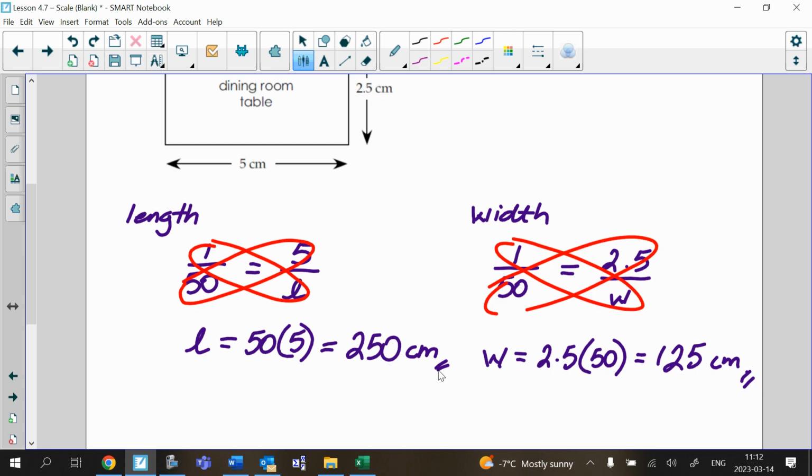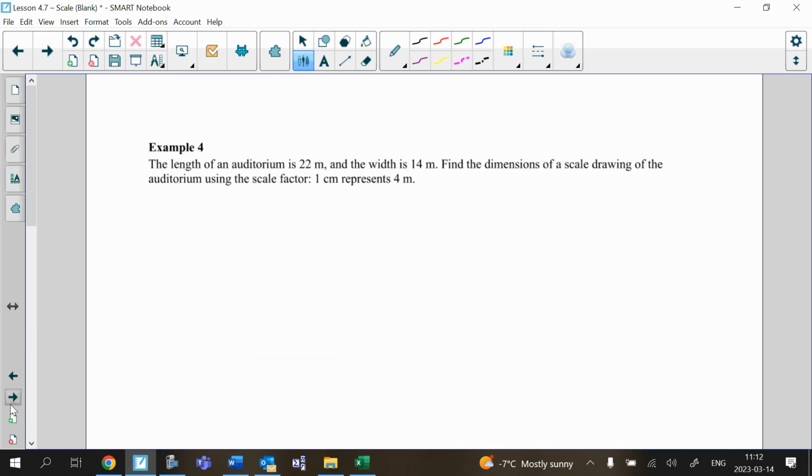We could go the other way. You could be given the actual dimensions of something and be asked, what would it look like on a scale diagram if you drew one? Like the next example and the last example we'll look at. The length of an auditorium is 22 meters and the width is 14 meters. So we're given the actual this time. We are also told that the scale factor, 1 centimeter on a scale drawing represents 4 meters in real life.